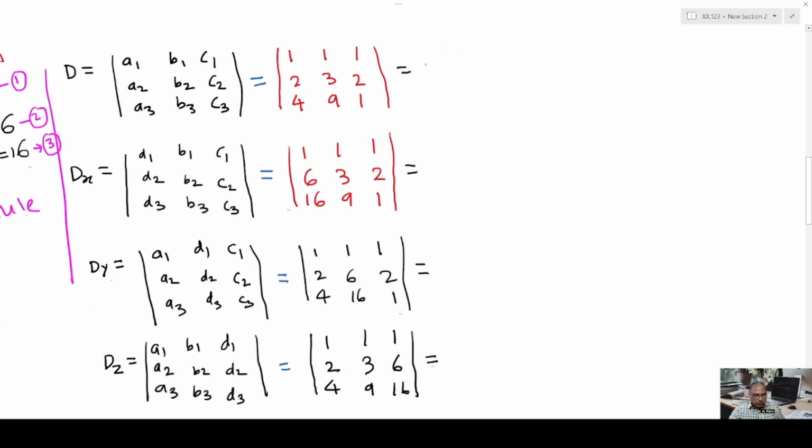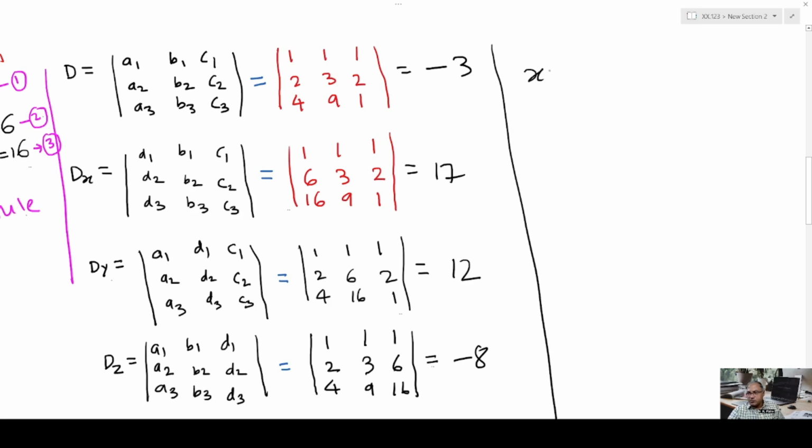We got d value nothing but minus 3, dx value nothing but 17, dy value nothing but 12, and dz value minus 8. After that we need to get the x value, y value and z value. x equals dx upon d. So what is the dx value? 17, and d value minus 3. Therefore x equals minus 17 upon 3. This is the value of x.